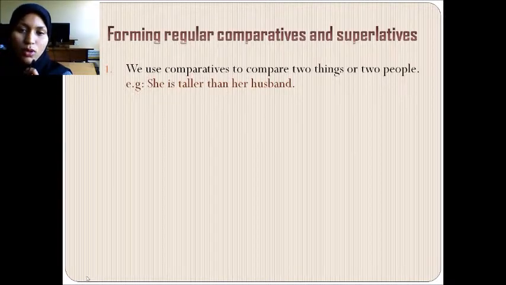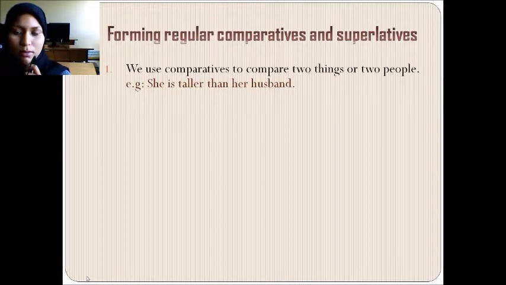For example, she is taller than her husband. So we are comparing her to her husband. So she is taller than him. So she is taller than her husband.